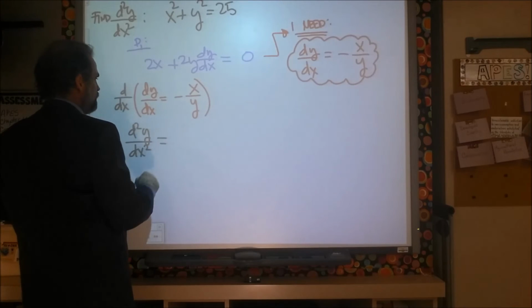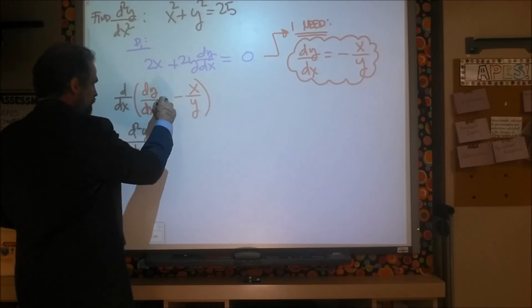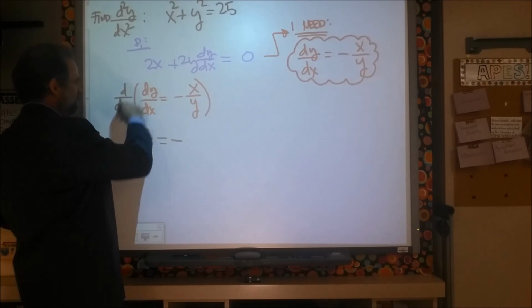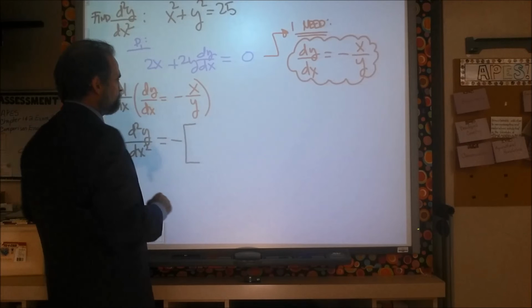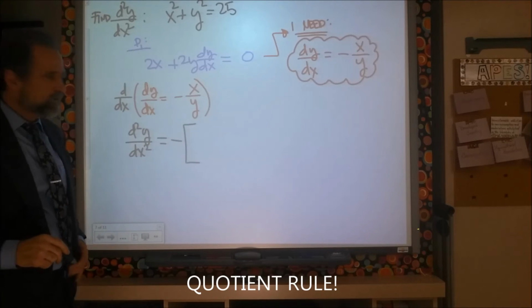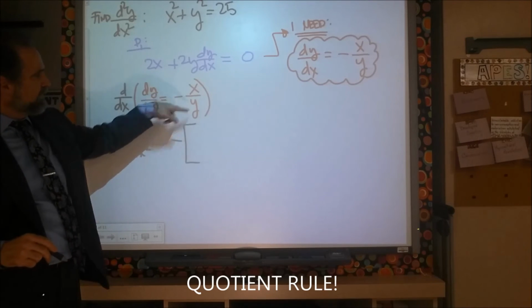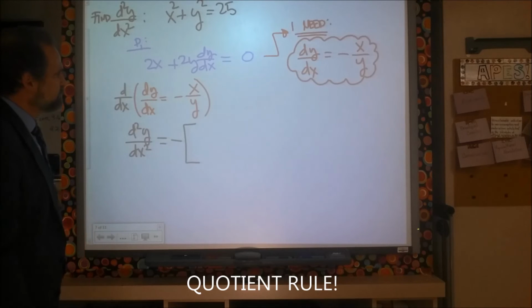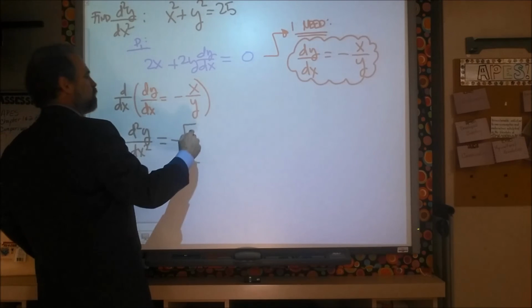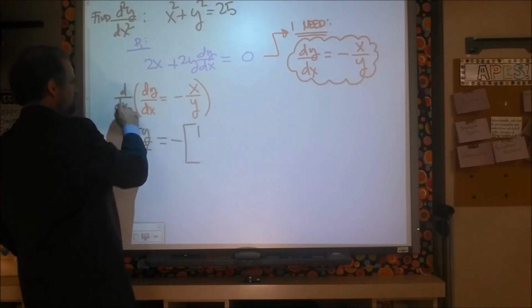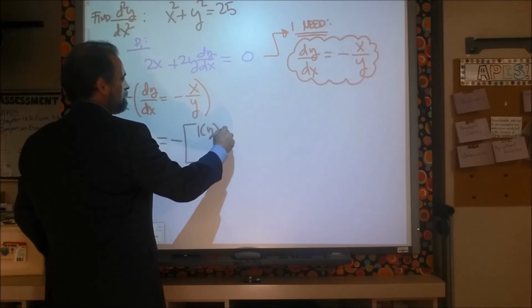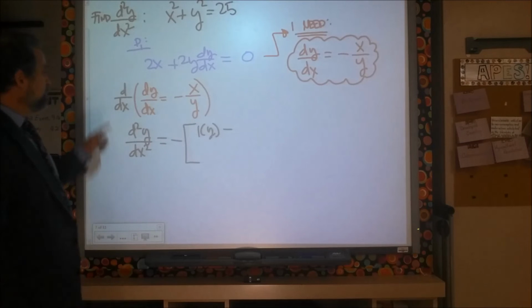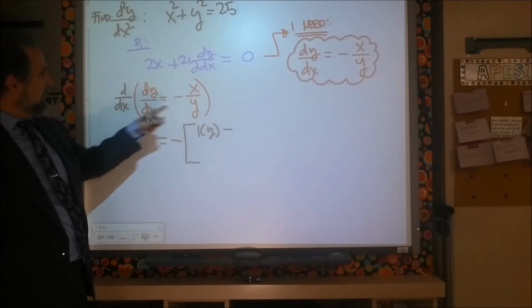And what this boils down to, this becomes negative. I'll leave the negative out in front. The quotient rule, that's what it is. It's this function divided by that function. So I've got to do the derivative of the top, which is 1 dx/dx, I don't need anything else, times y, minus the derivative of the bottom, which is dy/dx.